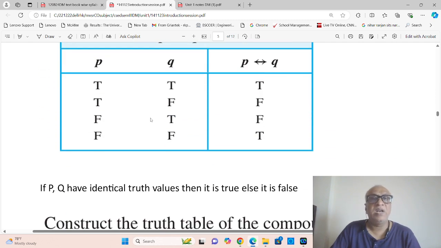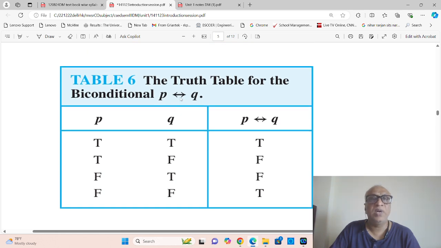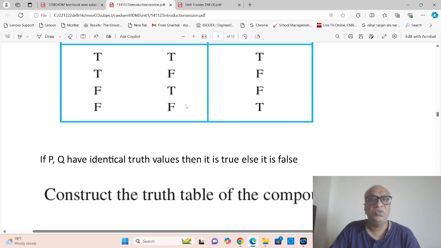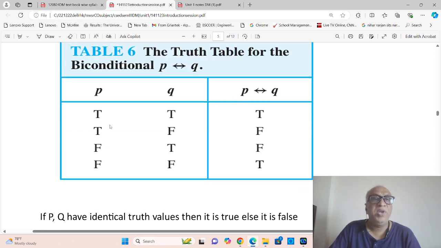Now coming to biconditional, this is the symbol for biconditional. The truth table for biconditional will be like this. If P and Q have both the same truth values, then the output will be true, else it will be false. So it is kind of opposite to our XOR which we have seen. So let us see the truth values of P and Q. The first record and the last record are true, so for both of them the output is true.